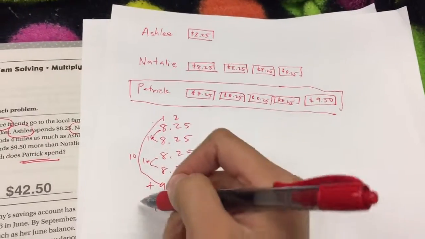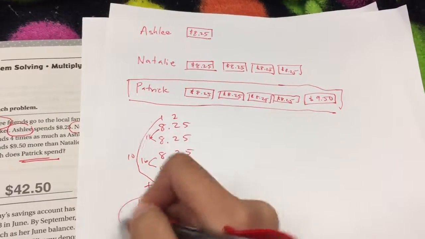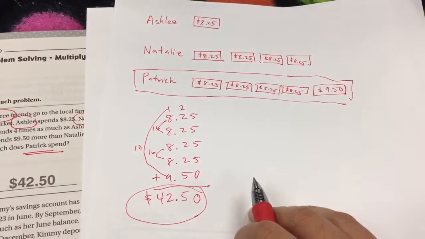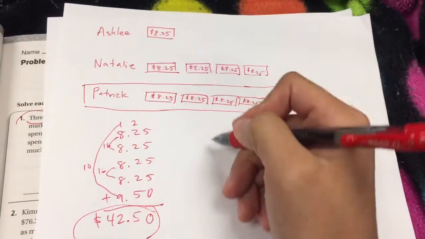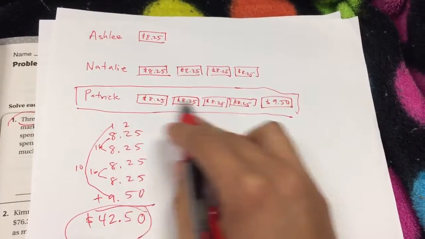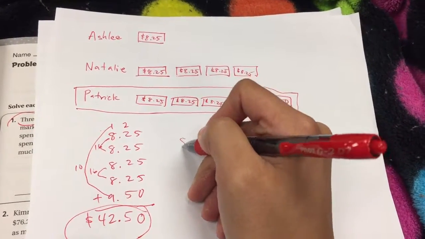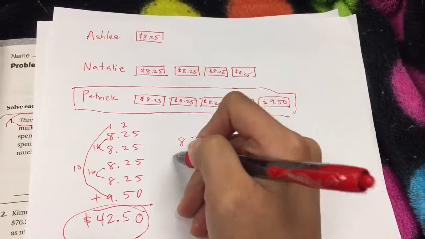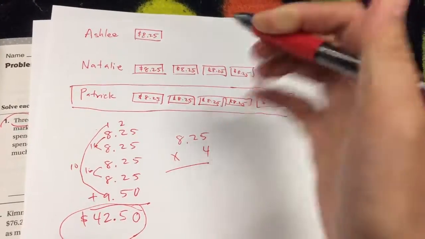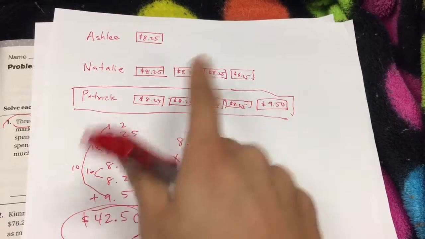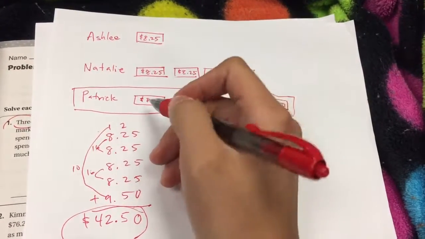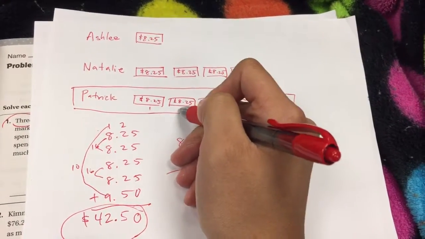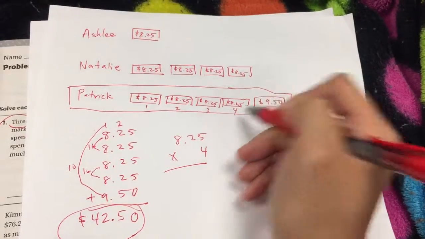So his total is $42.50. Another way you could have done that is you could see that you're repeating 825 four times. So you could have done 825 times 4, because multiplication is repeated addition, and you're repeating 825 1, 2, 3, 4 times.